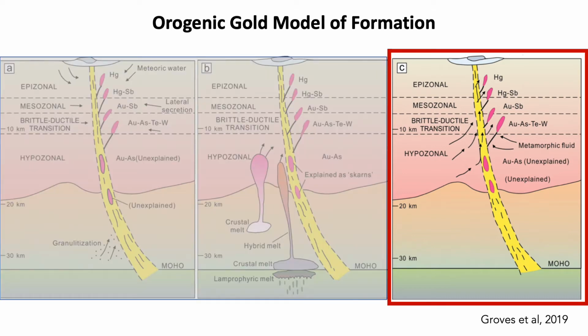The most generally accepted model of formation is that these deposits form as a result of metamorphic devolatilization. Regional metamorphism triggers devolatilization at depth. These fluids then interact with rocks over a large scale, leaching gold and other metals from the surrounding rocks.